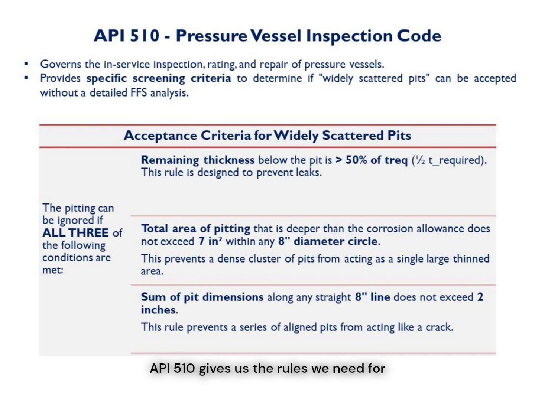Now, API 510 gives us the rules we need for inspecting pressure vessels in service. It offers clear screening criteria to decide when widely scattered pits can be accepted without jumping straight into detailed fitness for service analysis. The key is meeting all three conditions. The remaining thickness under the pits must be more than half the required thickness to avoid leaks. The total area of deep pits can't exceed 7 square inches within any 8-inch diameter circle, preventing clusters from acting like a single large thin spot, and the sum of pit widths along any straight 8-inch line can't be more than 2 inches, so pits don't behave like cracks. This helps us balance safety with practicality.